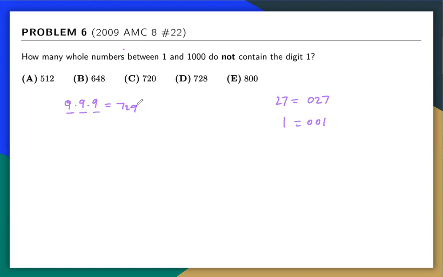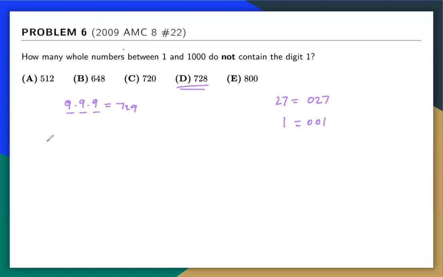But 729 is not the answer, because when you choose from the 9 options in each place, you could choose 0, 0, 0, which just gives us 0. But we start with 1, so we should subtract 1 out of this, which gives 728. That's the answer. If you're not completely satisfied with this, you can go with the cases.